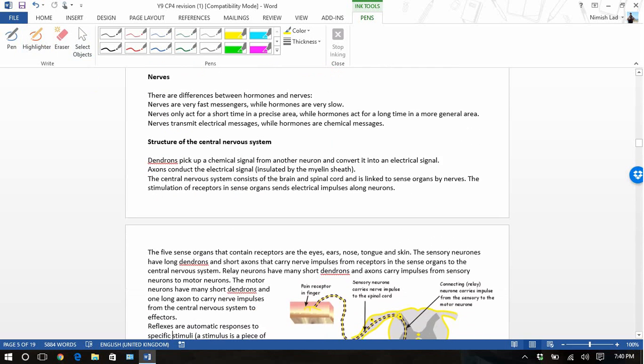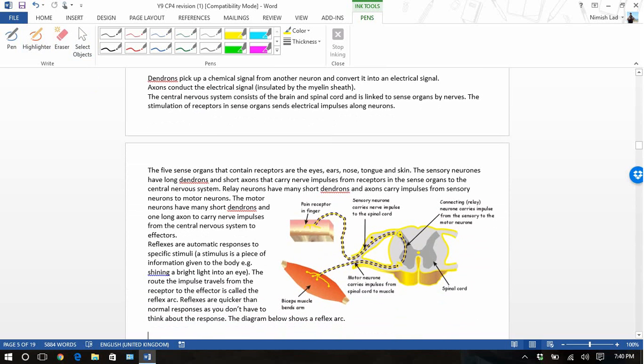So we're going to talk very quickly about the structure of the central nervous system. Dendrons pick up a chemical signal from another neuron and convert it to an electrical signal. Axons conduct it, insulated by a myelin sheath. The central nervous system consists of the brain and the spinal cord, and is linked to the sense organs by nerves. The stimulation of receptors, so cells in the sense organs, sends electrical impulses along neurons. The five senses that contain receptors are in your eyes, ears, nose, tongue, and mouth.